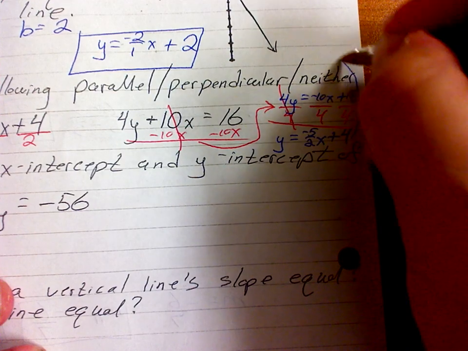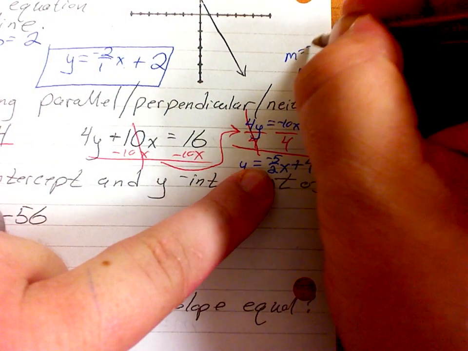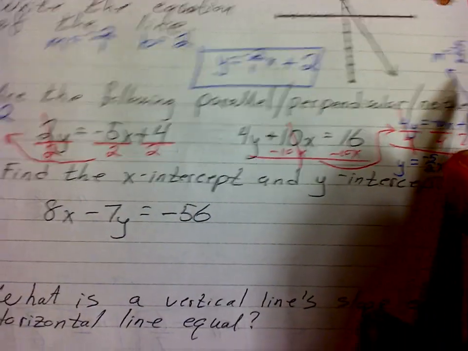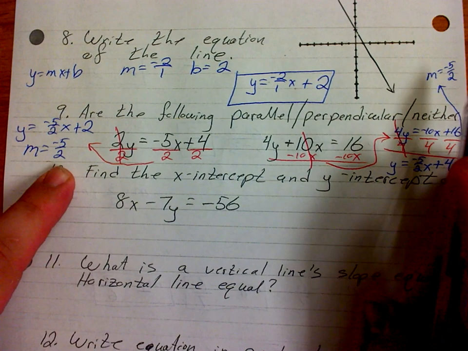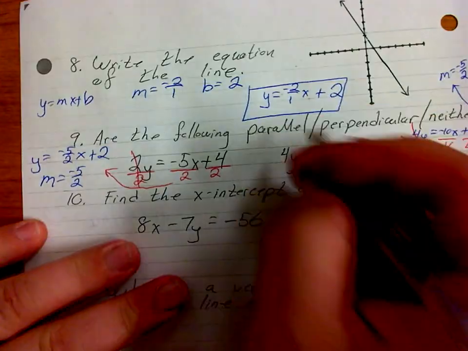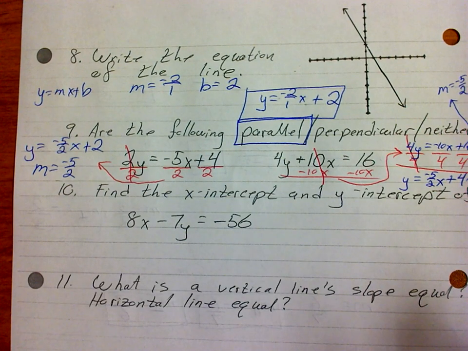I'm running very low on room here, so I'm going to have to write this way up here. The slope of this one, the number in front of the x, is negative 5 over 2, which probably sounds familiar because negative 5 over 2 was what we got the other slope to be. So we have two slopes that are exactly the same, and two slopes that are exactly the same are parallel lines. They're parallel lines.